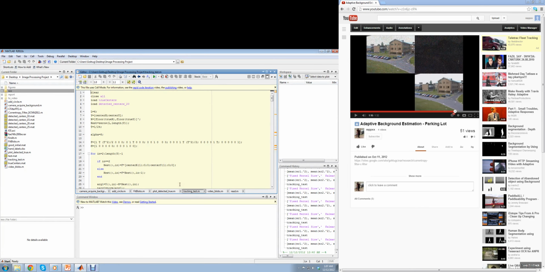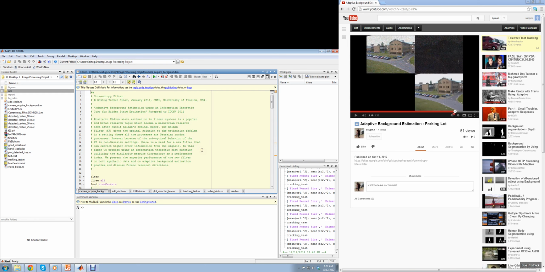Here are the codes. I will be submitting these codes along with the presentation. The background estimation is protected by a patent that we have applied for, so the code cannot be distributed without prior consent.